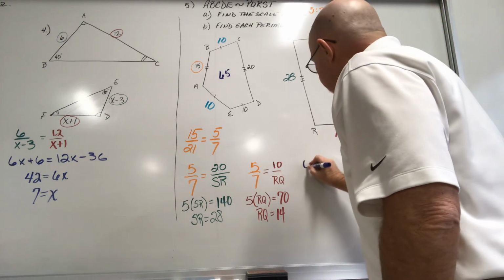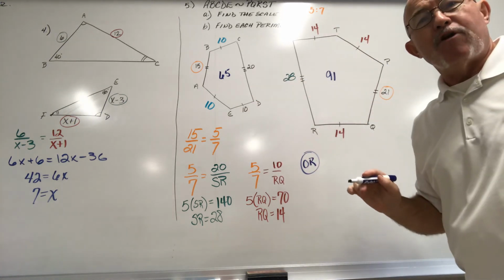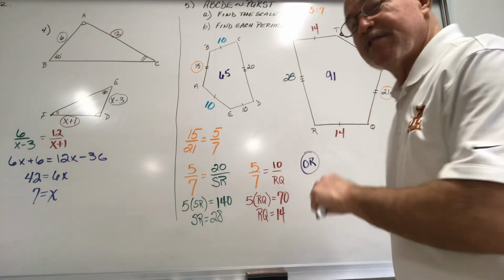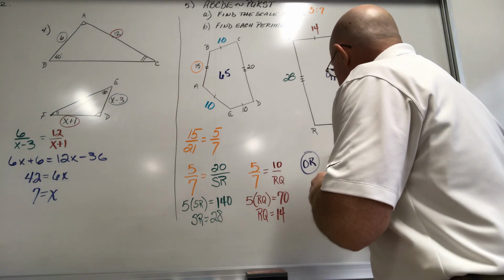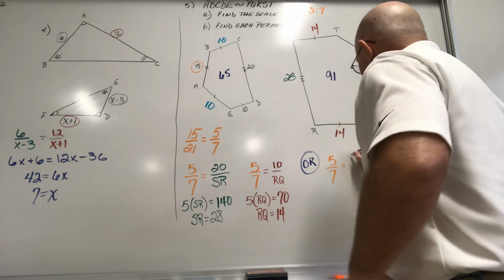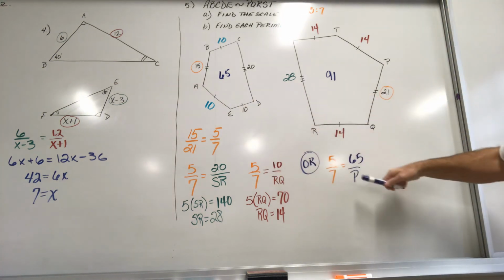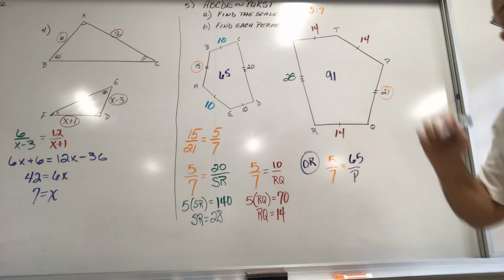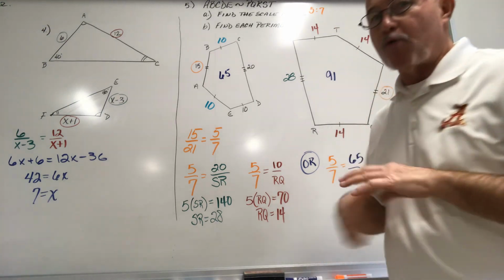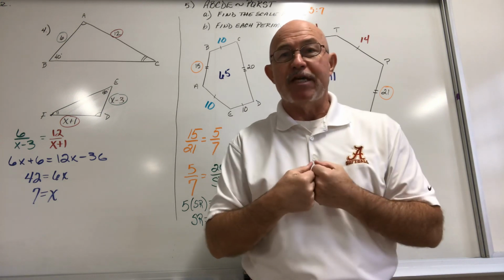Our other way to do that, okay, we were able to figure those out pretty quick. So we can set up a proportion, okay, using the scale factor. Perimeter of this over perimeter of this. Cross multiply and solve, you're going to get the same number. Both ways are correct. Both ways will get you your answer.